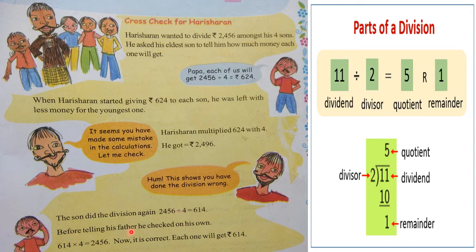See that. Before telling his father, he checked his own answer. 614 multiplied by 4 is equal to 2456. Now it is correct. Each one will get 614 rupees, right? Before it was 624, now it is 614. Now you can see that by cross checking we get the correct answer. So in division, children, always remember that if you think there is some mistake in your answer, you will always cross check with quotient multiplied by divisor plus remainder. If you get the dividend, that means your division is completely correct.